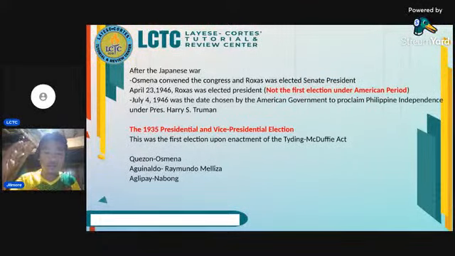And the provisions of the Tydings-McDuffie Act provided for a presidential election. Emilio Aguinaldo also ran for the presidency during the time. Quezon and Osmeña won. Aguinaldo lost the presidential battle. Also Aglipay. There were three presidential tickets that ran during the 1935 Commonwealth election: Quezon and Osmeña, Aguinaldo and Raimundo Melliza, and Aglipay and his Vice President Nabong.